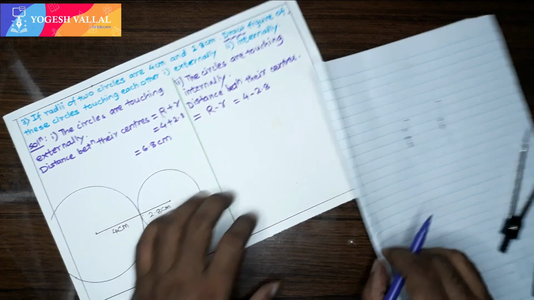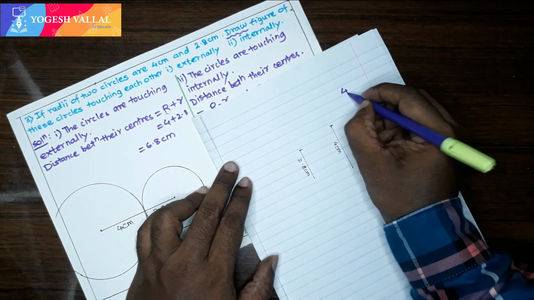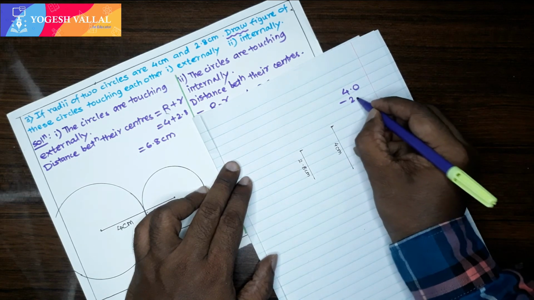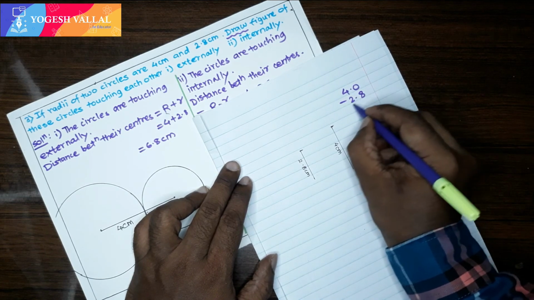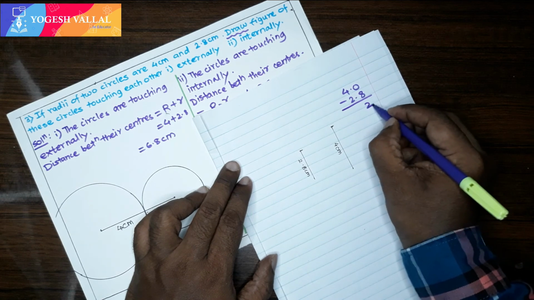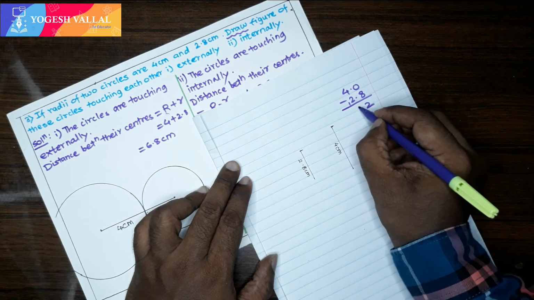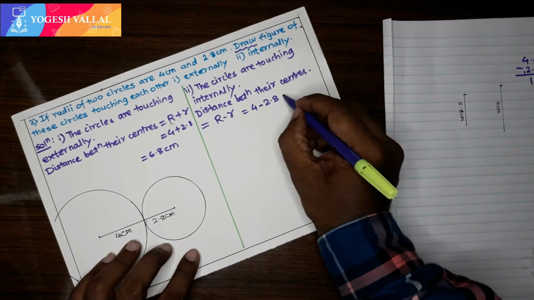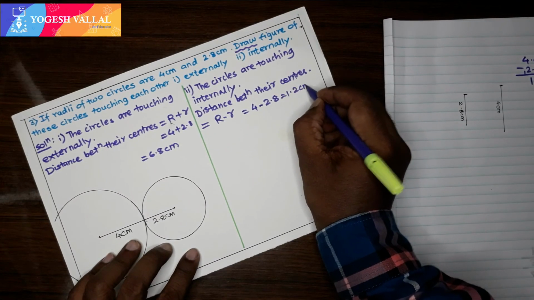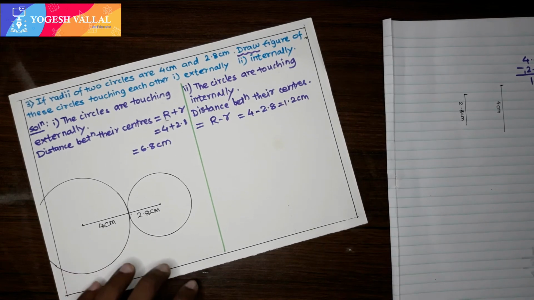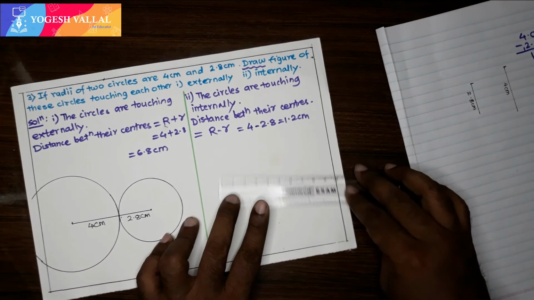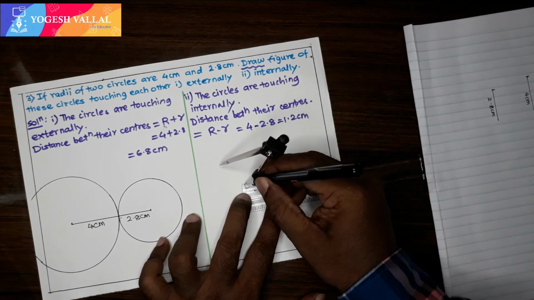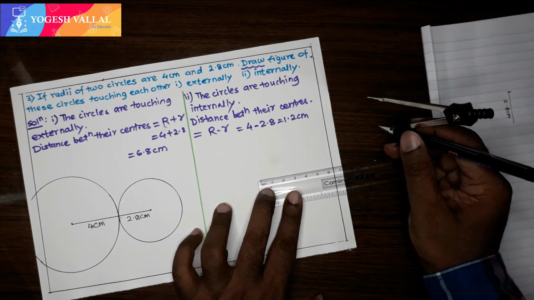centimeter. Again do the subtraction as I told you earlier: 4, but there is no point, so take it as 4.0 minus 2.8. So we will get 2, 1 carry, 4 minus 3, 1.2 centimeter. So this subtraction will become 1.2 centimeter. So now I am going to draw a segment of 4 centimeter. Okay, let's draw a segment of 4 centimeter.